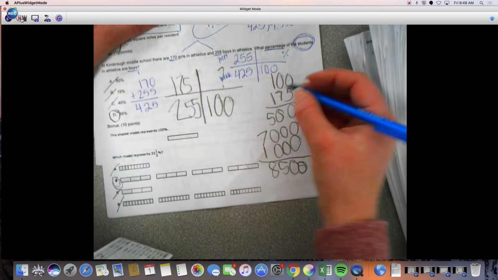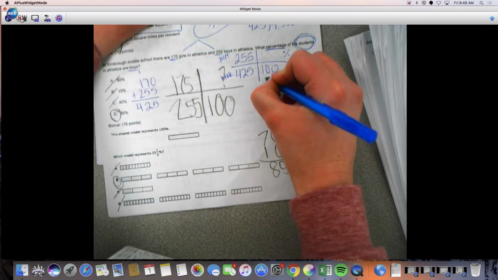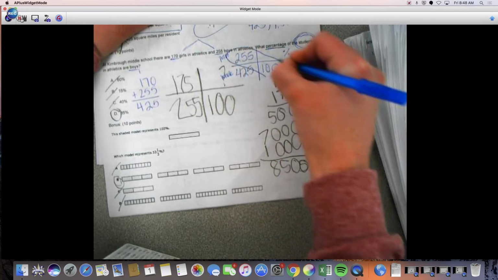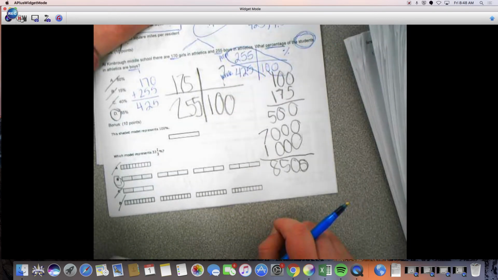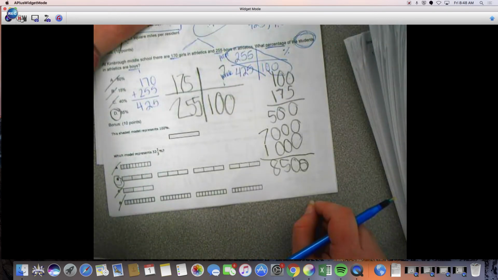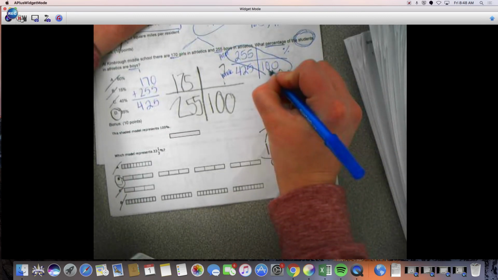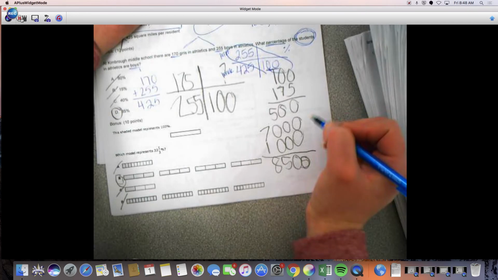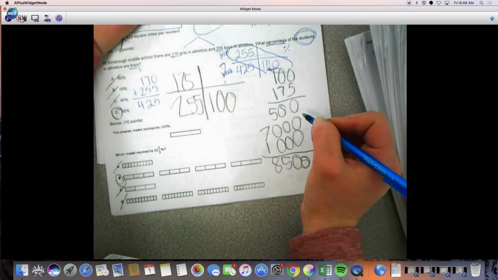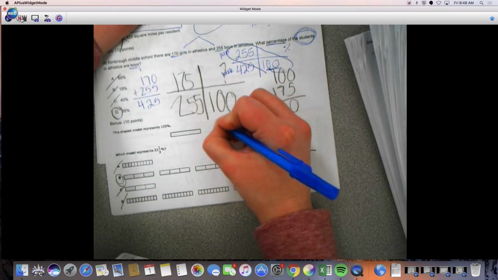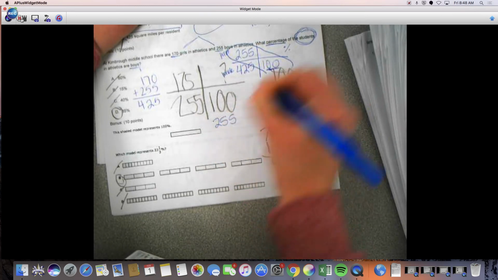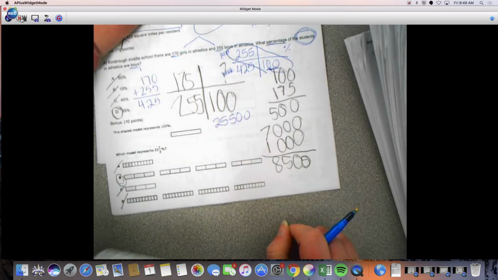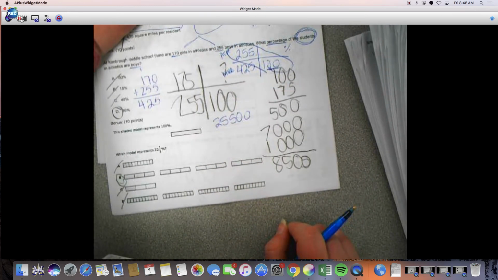So if I have 255 times 100, save yourself time. What do I do with those zeros? Don't take them out. I don't have any zeros to take out here. We're multiplying. Add them on at the end. 255 with 2 zeros at the end. That's it. We're done.